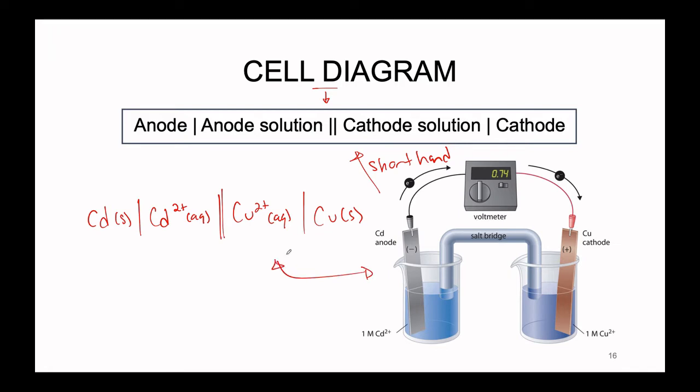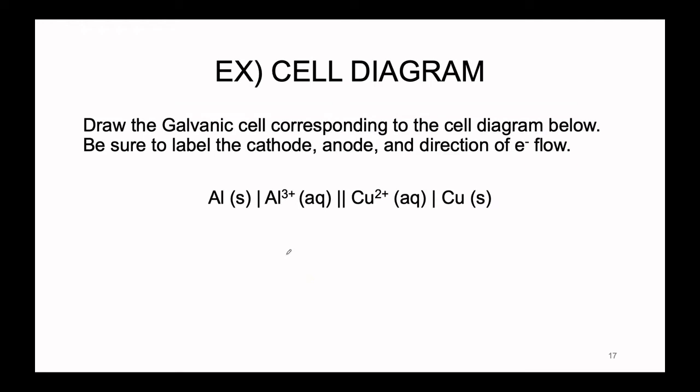All right, so that's the purpose of the cell diagram, is just to give you a nice shorthand representation of your galvanic cell without having to take up so much space in drawing your galvanic cell. But what if we wanted to go the other way? What if you were given a cell diagram and, as you are here, being asked to draw the galvanic cell that corresponds to that cell diagram?